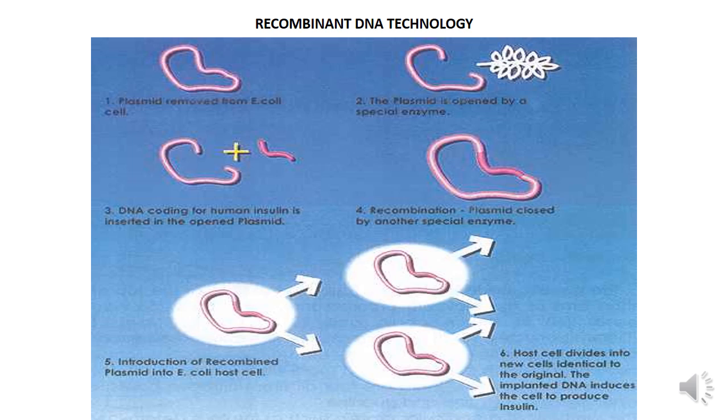The recombined plasmid is now introduced into the host E. coli cell, and this host E. coli cell starts replicating into many daughter cells, and all these daughter cells will have the gene which codes for the human insulin, as a result of which all these cells start producing human insulin, which is collected and used for the treatment of human diabetics.